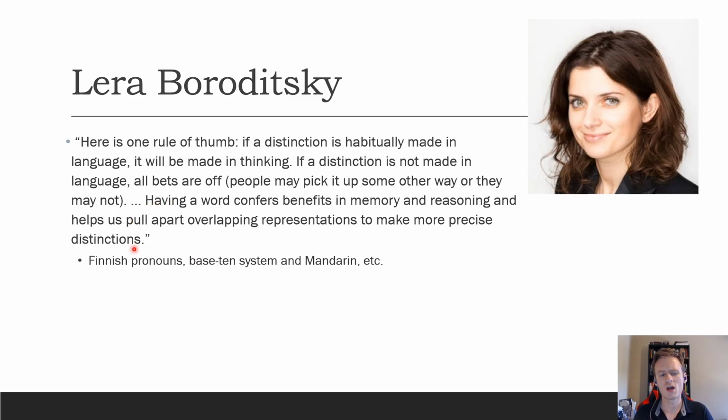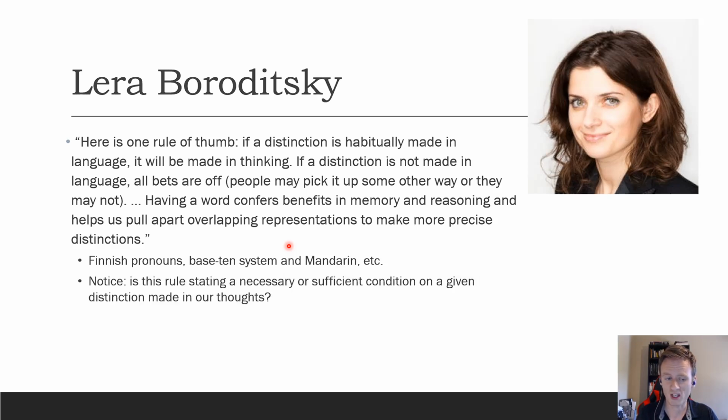Okay, so this is a case where she's not subscribing to the strong linguistic relativity hypothesis, which would be the idea that if the pronouns didn't encode gender, then you wouldn't be able to talk about gender or something like that. Similarly, the base 10 system in languages such as Mandarin might facilitate calculation, might facilitate counting, but it's not the only way you could come to learn how to count. Okay, so one thing that's important to notice here is, is this rule stating a necessary and sufficient condition on a given distinction made in our thoughts?